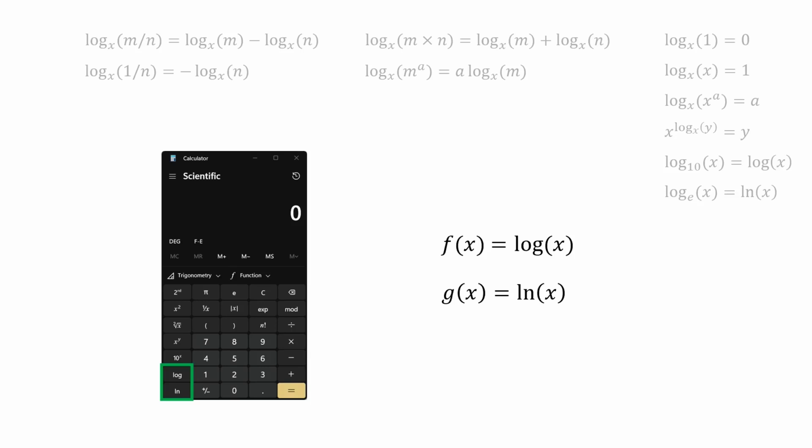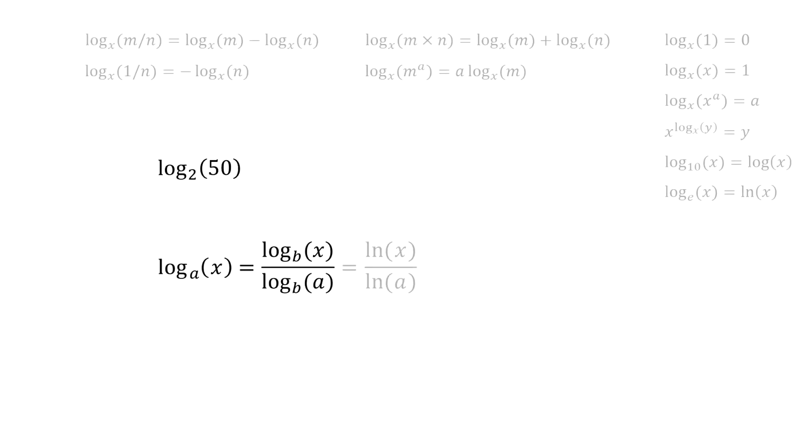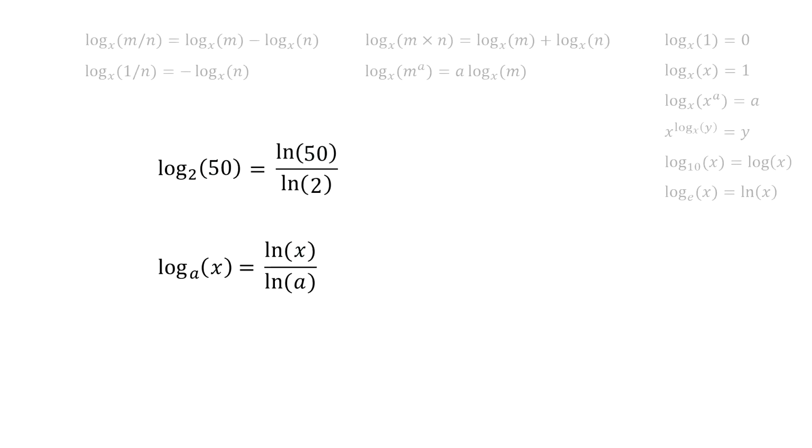But what should you do when you run into a situation like this? In this case, you should use our last rule, which can be adapted to the natural log. Let's calculate our example. First, we use the natural log of the number and the natural log of the base. Then, we use the calculator to find both values and divide one by the other to get the result.